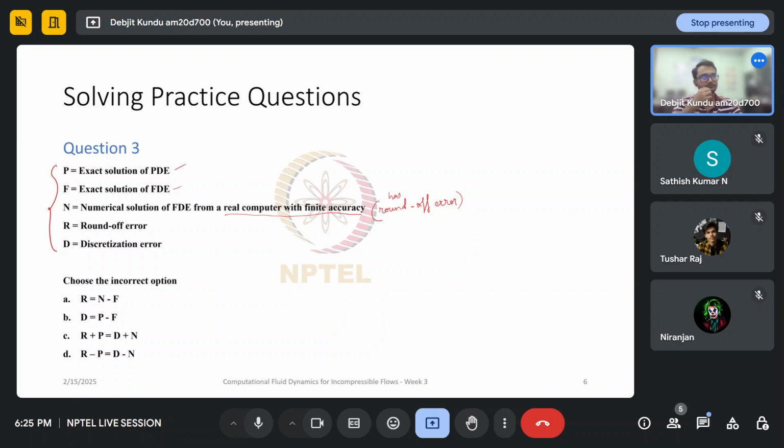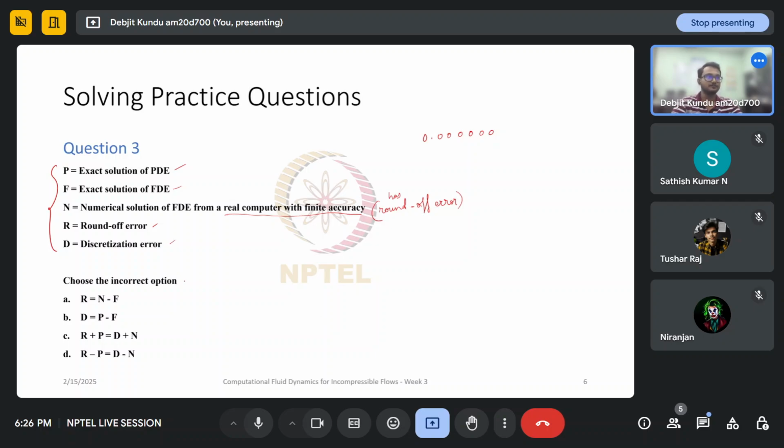So all real computers, as we know, have some finite accuracy. There will be a finite number of digits that it can go up to. Usually this number is also pretty high for 64-bit machines, but then again, it's limited. It's not unlimited. So there will definitely be some round-off error, and that round-off error is being denoted by R over here, and D is the discretization error.